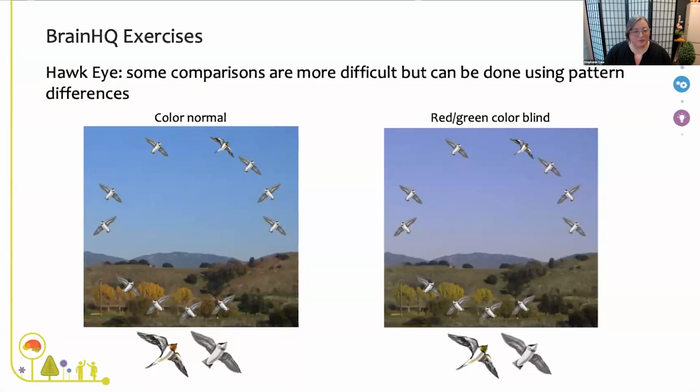And like Peter was also saying with Hawkeye, even though it's primarily a visual processing exercise, color is not the only identifier here. You can look at the shape of the wings and the tail and other features of the bird as well. And that kind of carries across other exercises too. It will be harder, but exercises are adaptive. So it'll slow down or ease up on you in a way that can meet you where you're at, essentially.